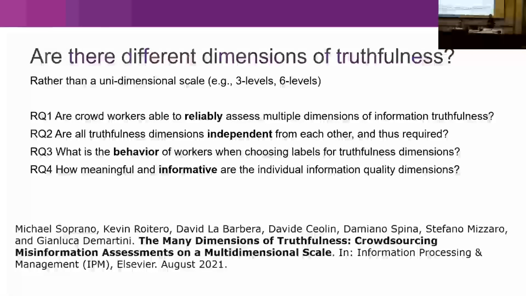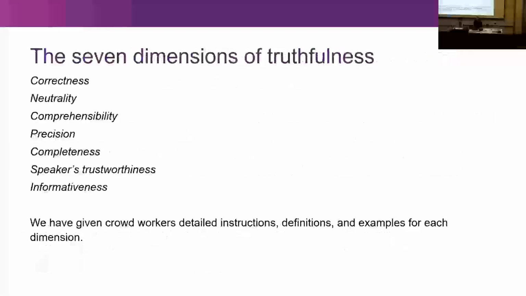That's how we changed it, and we wanted to see whether this makes things better, whether the labels we get are more reliable, better quality, and more similar to those of experts, and whether these dimensions are correlated with each other. So if something is false, is it false on all dimensions or just on some of them? And which are more important for a final decision of something being fake news or not? These were our main questions here.